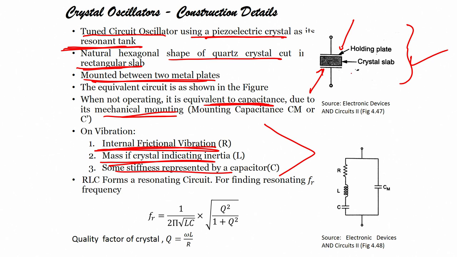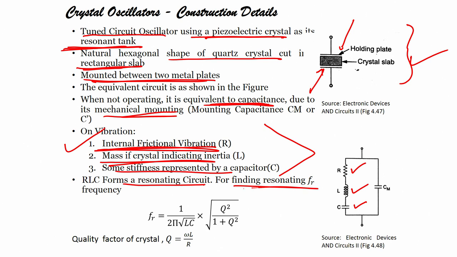This is just a capacitor when it is not operating, but when it is operating, there will be a resistance. Resistance is because of the internal frictional vibration. Then because of the mass, the crystal indicates inertia, which will be L, and some stiffness represented by capacitor C. Thus, this RLC comes into the picture. Now, RLC forms a resonating circuit.